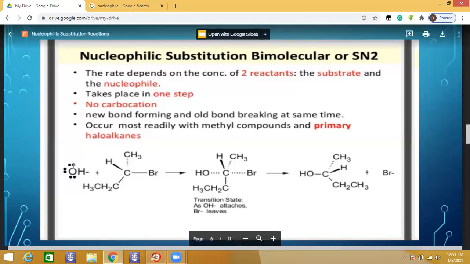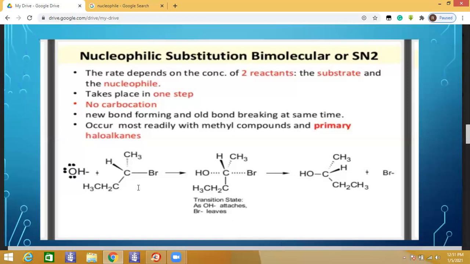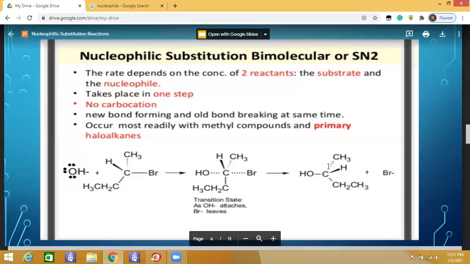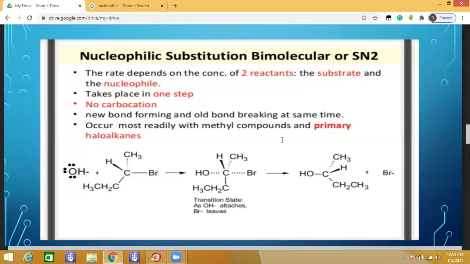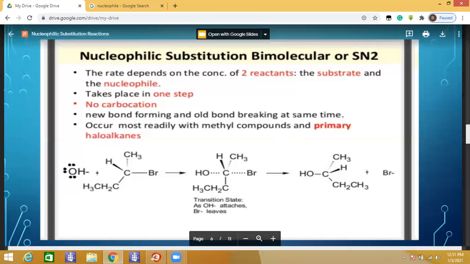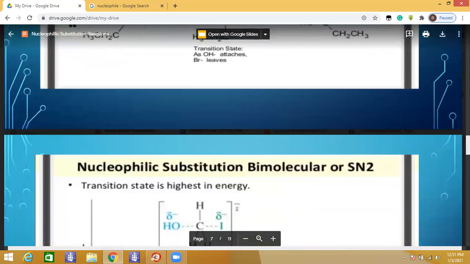This reaction takes place in one step, but two molecules, two reactants, one is the nucleophile, the other is the substrate, are involved in the rate determining step. So the product formed is alcohol. So basically the Sn2 nucleophilic substitution reaction occurs in a one step process.